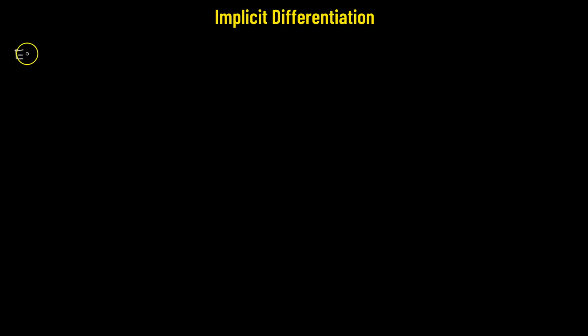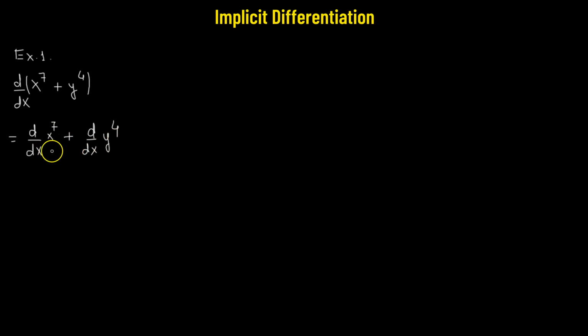So let's consider the example. Let's say we have x raised to the power of 7 plus y raised to the power of 4. We need to find its derivative with respect to x. First and foremost, we'll separate the differentials. We have d/dx of x to the power of 7 plus d/dx of y to the power of 4. As usual, we can apply the power rule. So we have 7 times x raised to the power of 7 minus 1, so that will be 6, plus the derivative of y to the power of 4 with respect to x. Here we'll apply the chain rule.